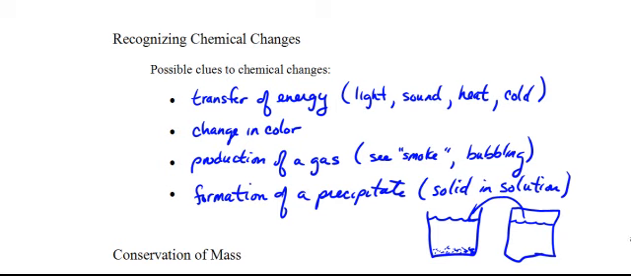All right, so those are some possible clues to chemical changes happening. Just because a color is changing doesn't mean you have a chemical reaction. Not necessarily. You always have to think critically about what you're looking at, but these are some good guidelines. And in the next podcast, we're going to talk about the law of conservation of mass.